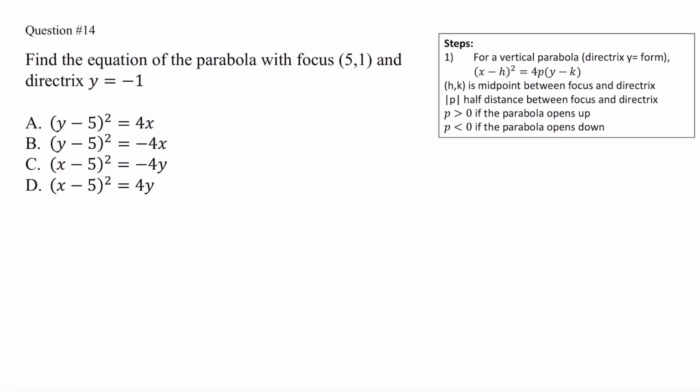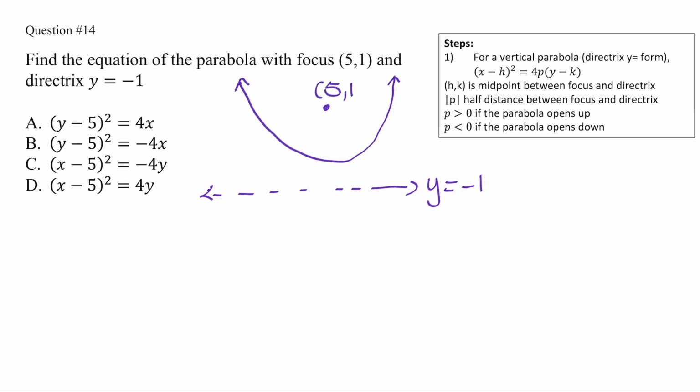So now in this problem, it wants me to find the equation of the parabola with a focus of 5, 1 and a directrix y equals negative 1. Okay, so if my directrix is at y equals negative 1, that's going to be a horizontal line. Okay, so that means my parabola is going to be a vertical parabola. Since 5, 1 is up here above, my parabola is going to open up.